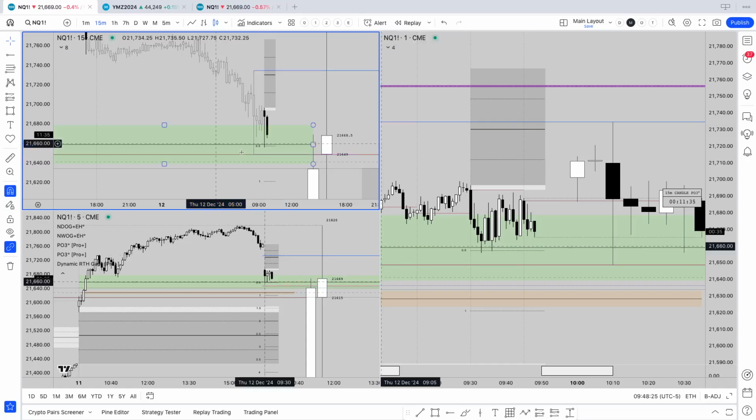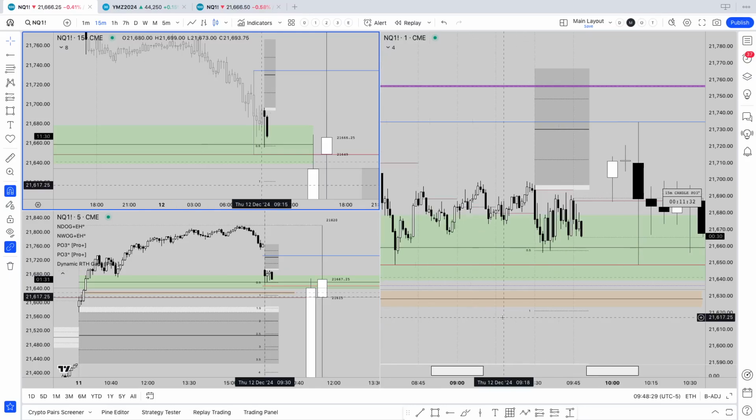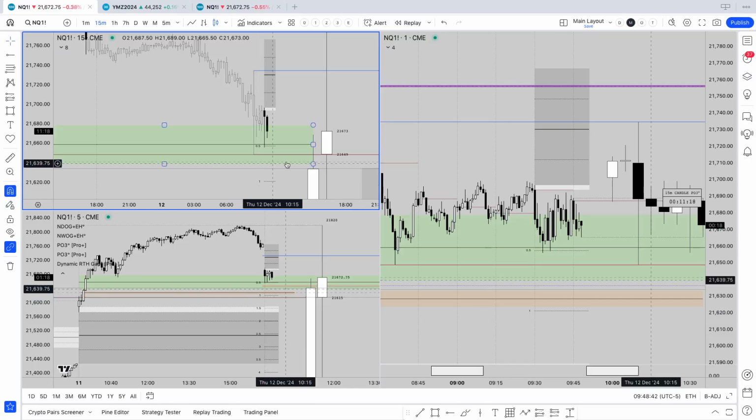This is the sell side liquidity from the news release. Just tap into the new week opening gap to the tick here.